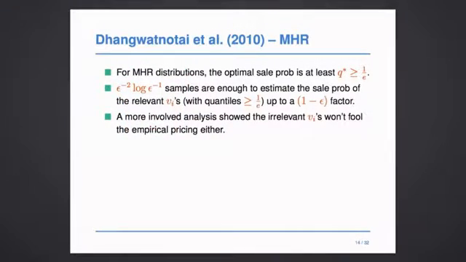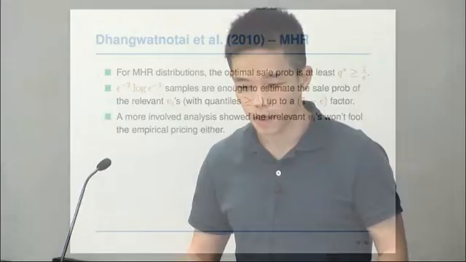Now for MHR, it's pretty much the same thing, except that we will use a simple property of MHR distributions: the optimal sale probability is at least some constant, 1 over e. And that's also a standard result in the literature. And then it's the same argument, except that now the relevant prices have sale probability at least a constant.